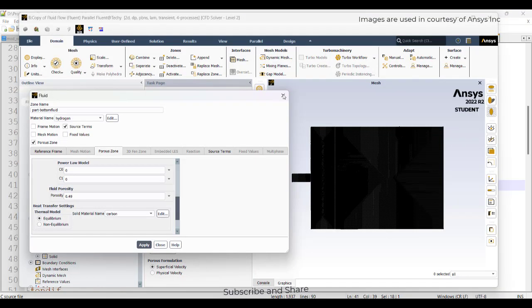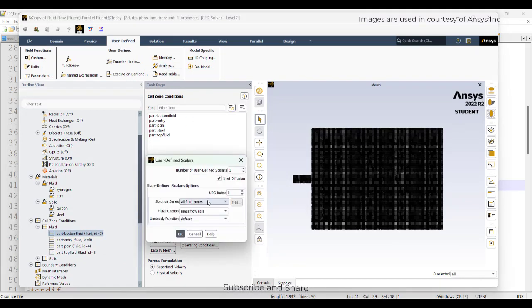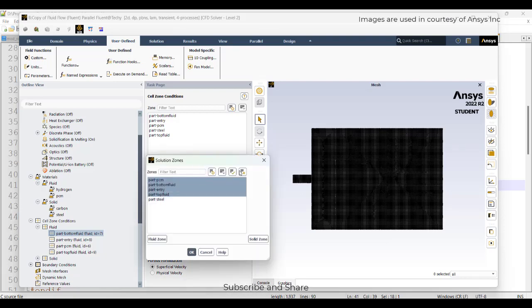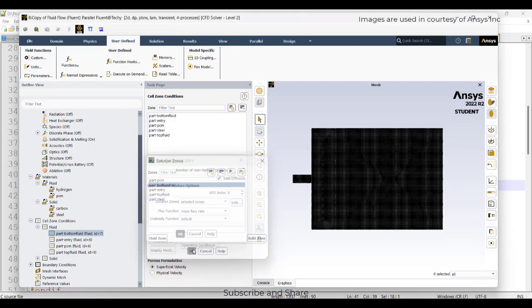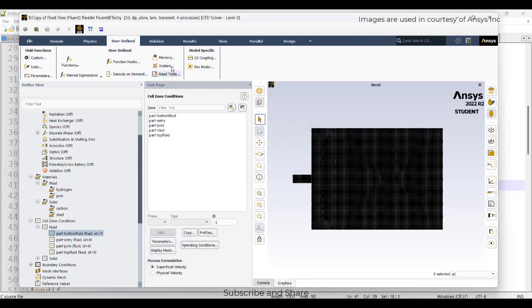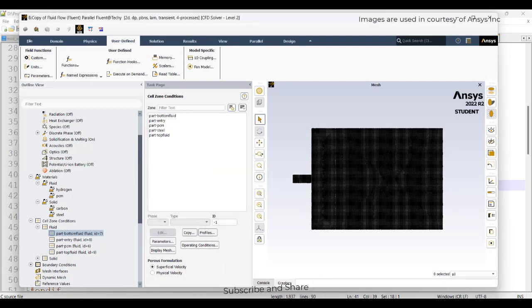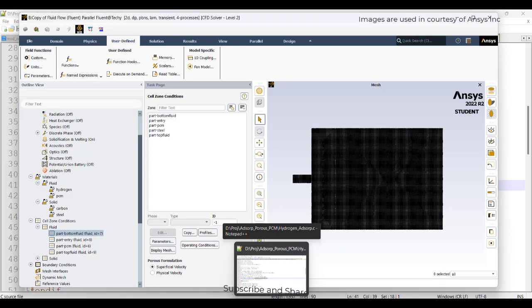So we first need to activate the user defined scalar. Go to user defined scalars. I'm using one user defined scalar, and here we are using it on the selected zone only, that is bottom fluid. The mass function default, and we'll use the default unsteady function. Click OK. And for the user defined memories, I'm using 3 memories for my convenience, in order to save values and use them in the source terms.